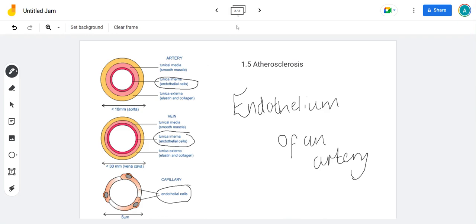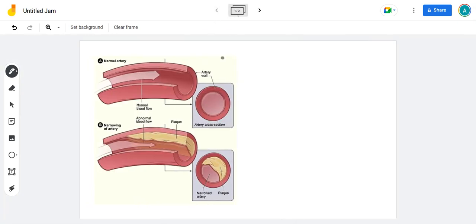Where is it happening? The second thing is what's happening. So here's our picture of our artery. This is our normal artery with a nice big lumen in the middle. Look how wide that lumen is. This is an artery that's got atherosclerosis, and you can see that the size of the lumen is much smaller.